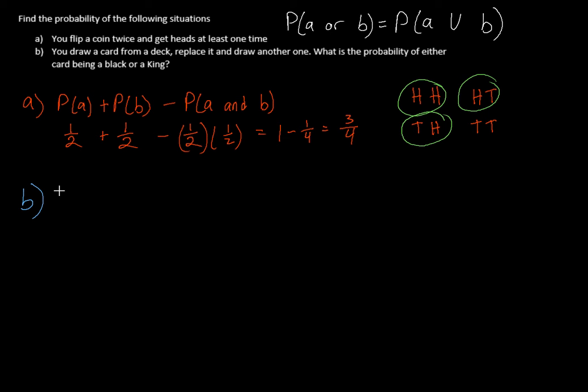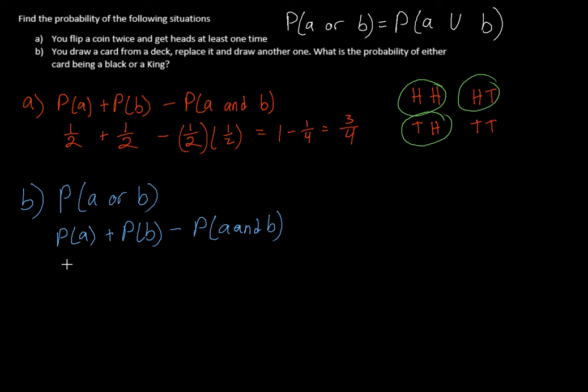So again, we're looking at an or statement. The probability of A happening or the probability of B happening. So we're going to look at the probability of A plus the probability of B minus the probability of both happening, P(A and B). So the first option is that we get a black card. On a deck of cards, there's going to be two colors to it. We want one of those colors.